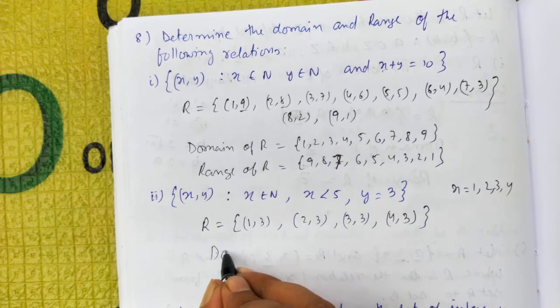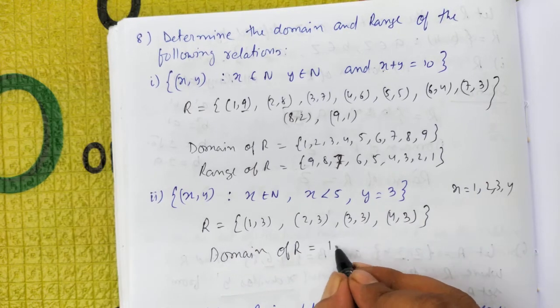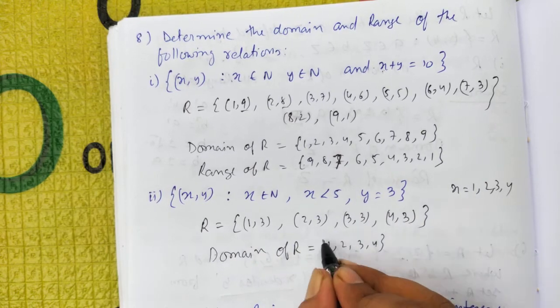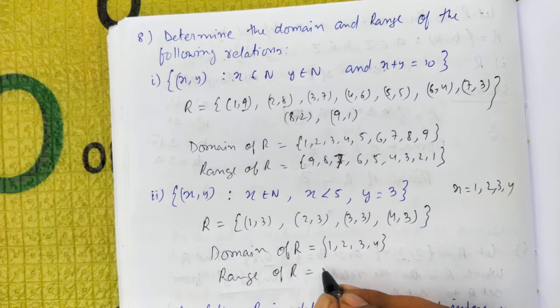So domain will be 1, 2, 3, 4. And the range will be 3 only.